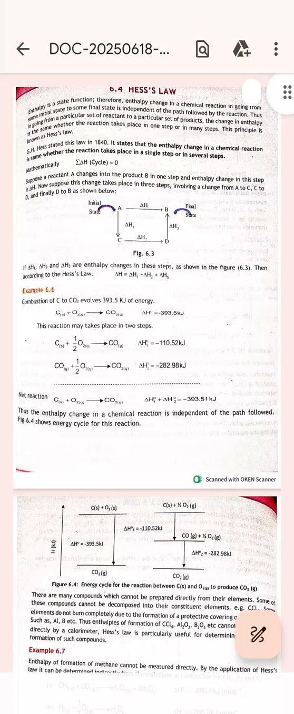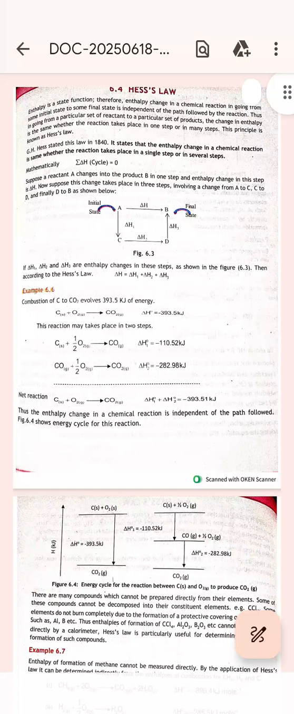Today we are going to discuss Hess's law. Hess's law states that the enthalpy change in a chemical reaction is the same whether the reaction takes place in a single step or in several steps. Enthalpy is a state function, and therefore the enthalpy change in going from some initial state to a final state is independent of the path followed by the reaction.